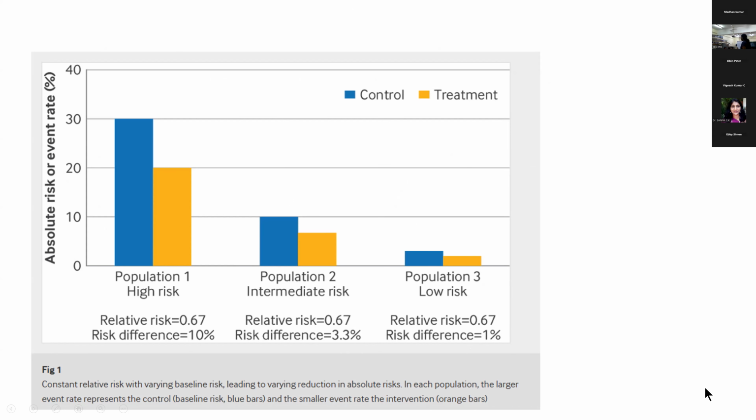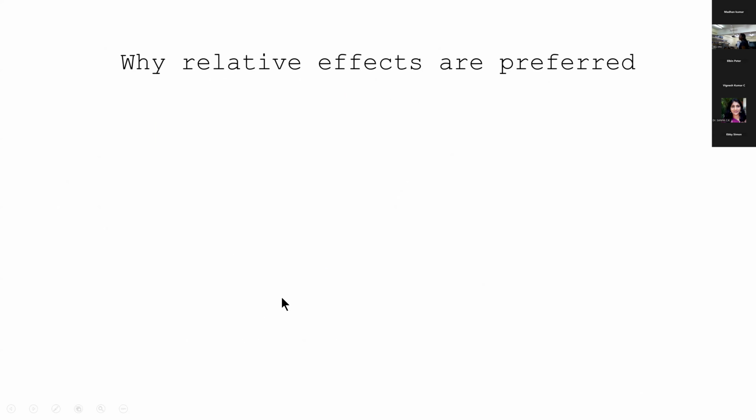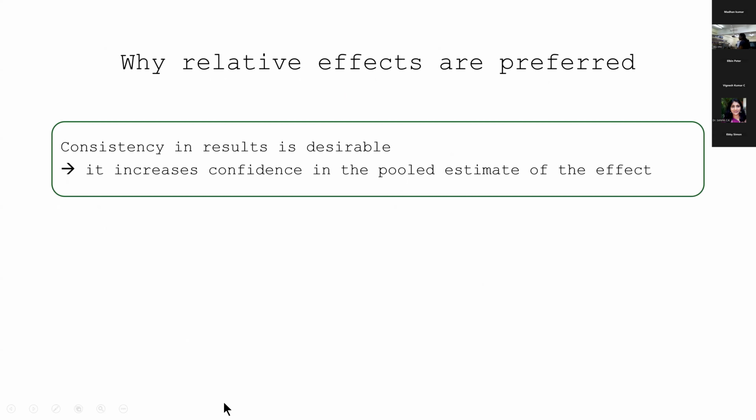So what do you understand from this? You understand that amongst all the three populations, the relative effect was relatively constant, but the absolute effect changed based on the baseline characteristics. So why we prefer relative effect is, when you're looking at a study, you actually want the results to be consistent. Then only you can pool the study results and it will increase the confidence in that result.